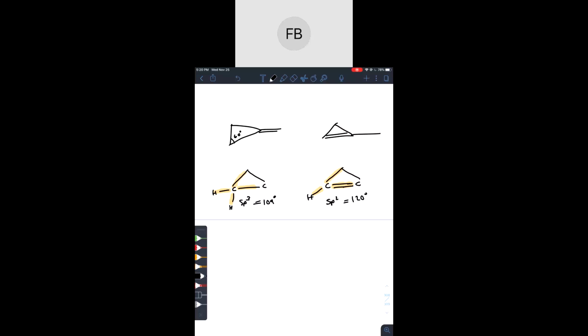Now, which one is going to have more strain? A carbon that's supposed to be at 109 but is forced into 60, or a carbon that's supposed to be at 120 and is forced into a 60-degree angle? The answer is this one.